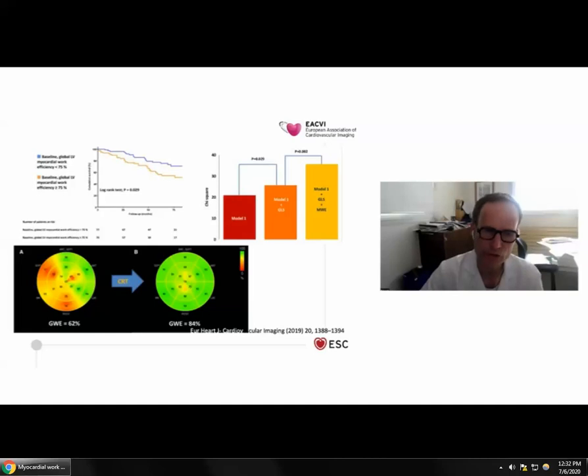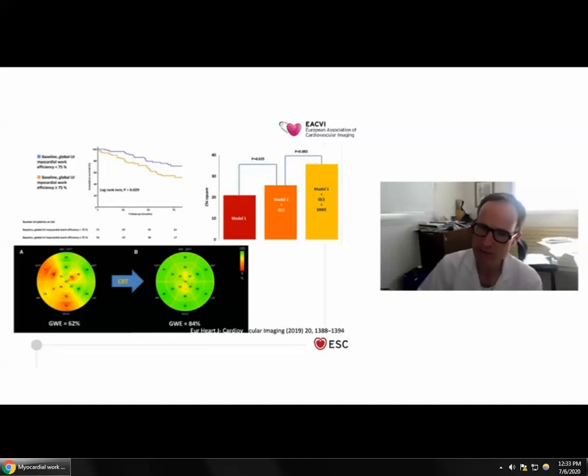It has been demonstrated that using the global work efficiency, you can predict the success rate of the CRT device implantation, and you can also check for the effect of the CRT device implantation after the implantation. You see that you have a lot of wasted work in the septum before the implantation, but as soon as you implant the CRT device, you normalize the work efficiency, and the patient will be a good responder according to clinical evidence and according to LV remodeling.